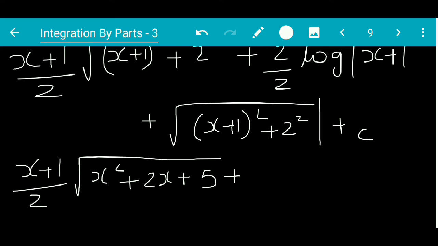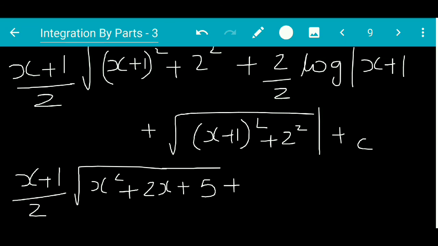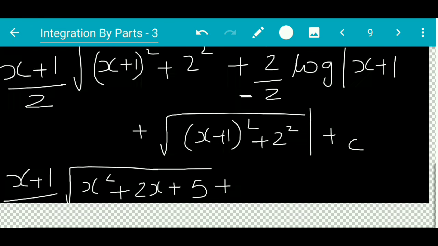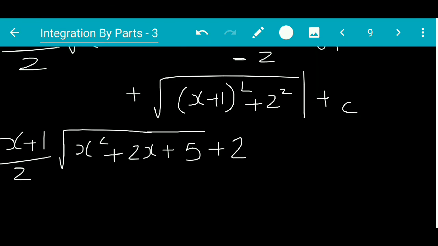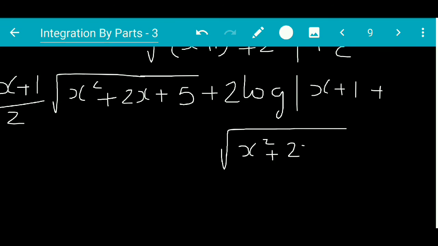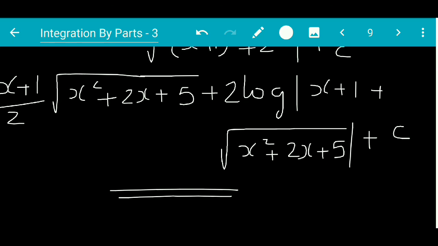plus now 2 square upon 2 becomes 4 upon 2, which is 2. So we get 2 log of the mod of x plus 1 plus again the root sign. In the root sign we solve it, x square plus 2x plus 5, plus c. So this becomes our answer for this question.